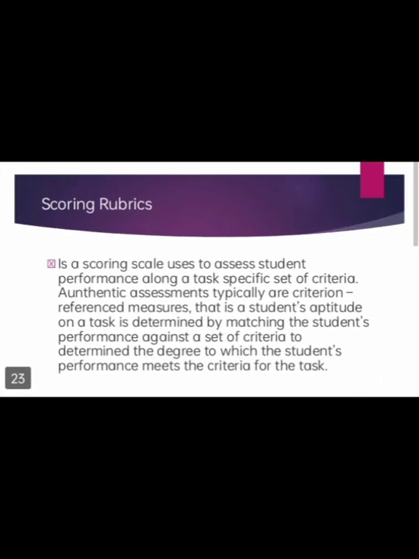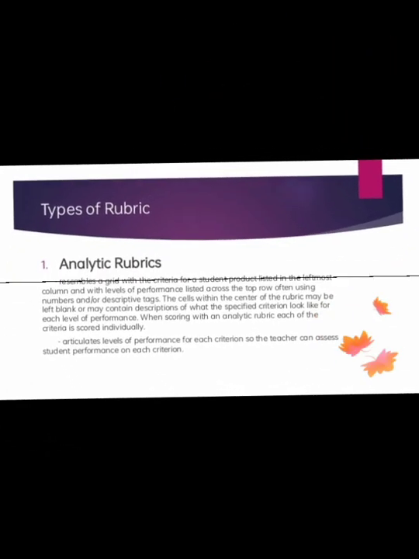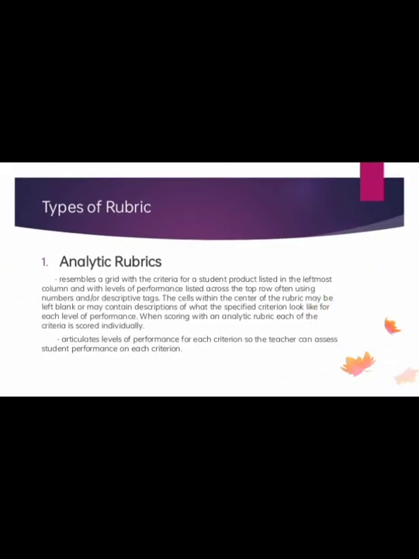Scoring rubric. A scoring rubric is a scoring tool used to assess students' performance along a task-specific set of criteria. Authentic assessments typically are criterion-referenced measures, that is, a student's aptitude on a task is determined by matching the student's performance against a set of criteria to determine the degree to which the student's performance meets the criteria for the task. There are two types of rubric: the analytic rubrics and the holistic rubrics.